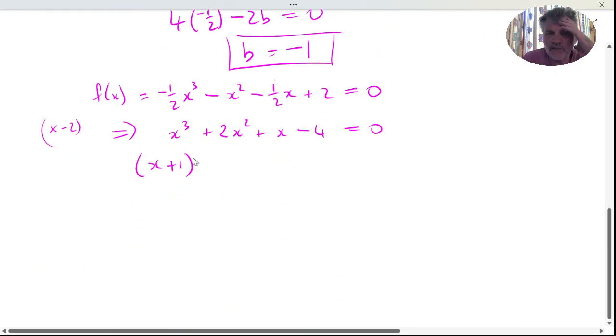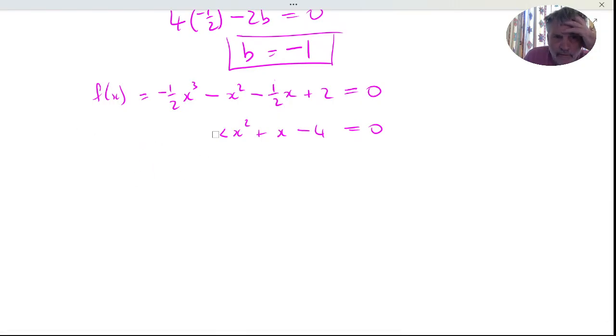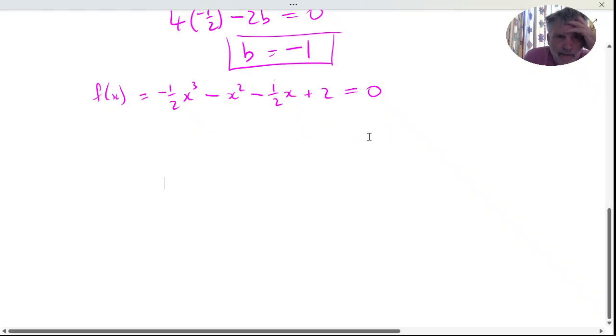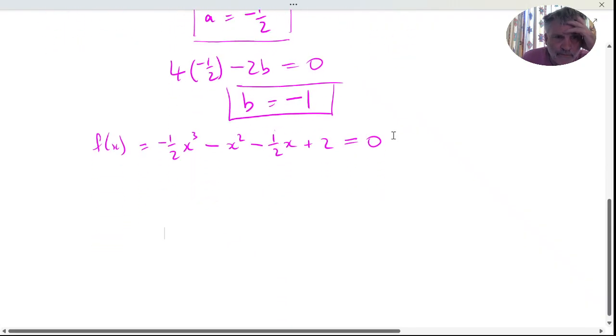I'm looking at, it's not the 0, so I've done the wrong thing then. That's the right f of x. Now the derivative is minus 3 over 2 x squared minus 2x minus 1/2. And we want that to be 0 to find the stationary points.